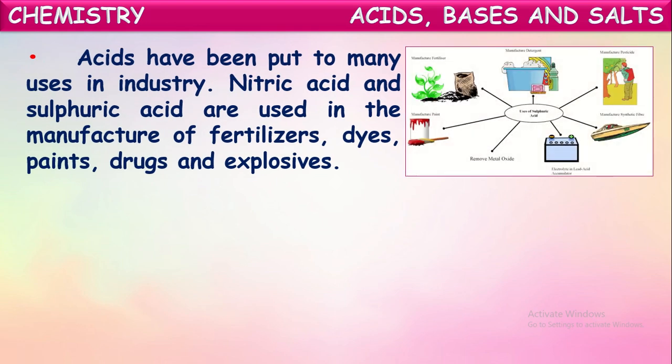Acids have been put to many uses in industry. Domestically, we use very few acids in our homes, but in industries, so many acids are used in many ways. For example, nitric acid and sulfuric acid are used in the manufacturing of fertilizers and even dyes, paints, drugs, and even explosives. Even car batteries contain certain acids like sulfuric acid. In fertilizers, sulfuric acid, phosphoric acid, and nitric acid are all used. Okay.